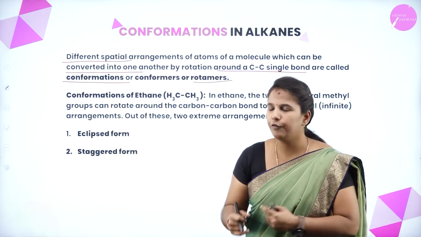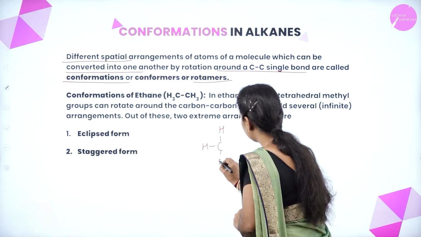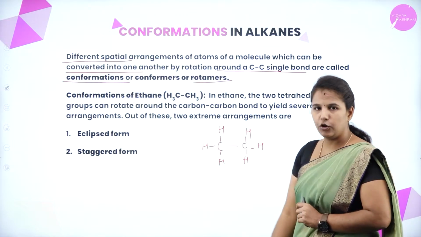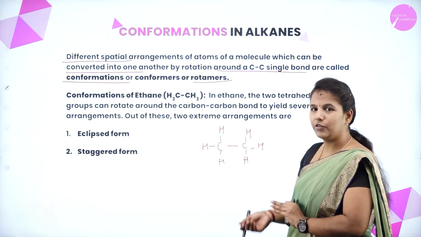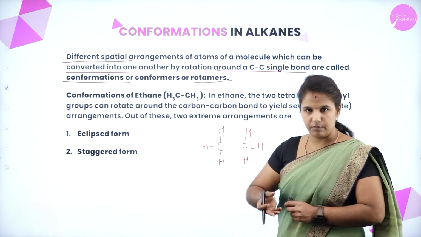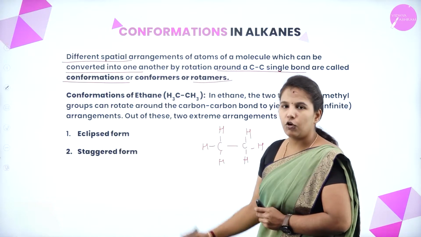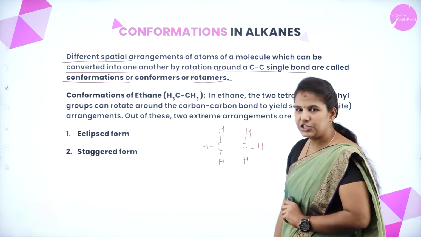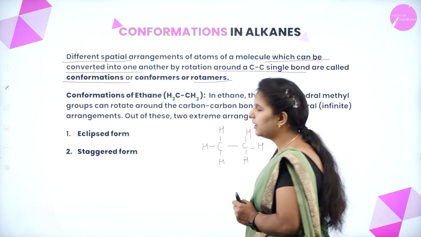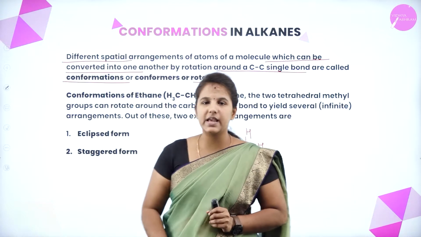So, what is the conformation? For example, if I write ethane, that is CH3-CH3, this is the structure of the ethane molecule. This is a spatial arrangement of the atoms of the molecule. If you rotate the carbon-carbon single bond, if you rotate those carbon atoms, that is known as conformation. So, what is the conformation? It is a different spatial arrangement of the atoms of the molecule which can be converted into one another by rotation. Here, I have written the example of ethane.